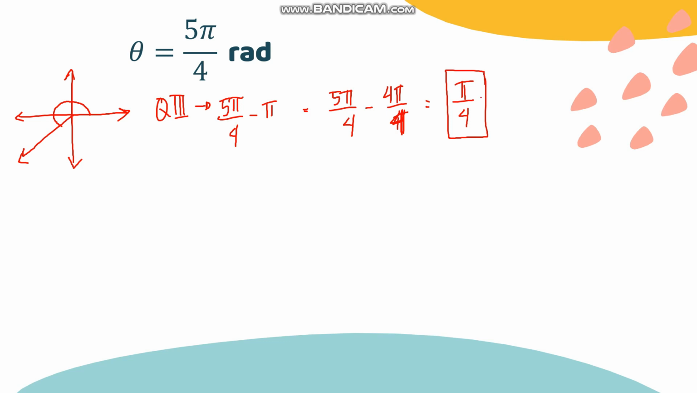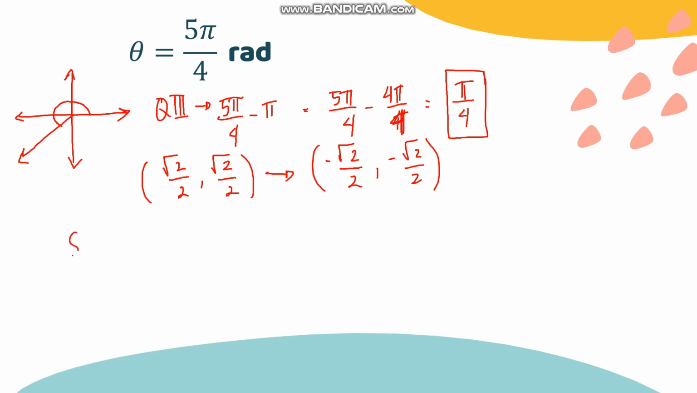Now from the unit circle, we can identify the trigonometric point of pi over 4, which is square root of 2 over 2, square root of 2 over 2. But since the given angle 5 pi over 4 is in the third quadrant, we have to change the signs of the coordinates. So both of them will become negative: negative square root of 2 over 2 and negative square root of 2 over 2 as well.